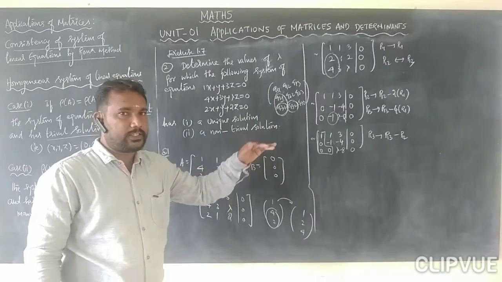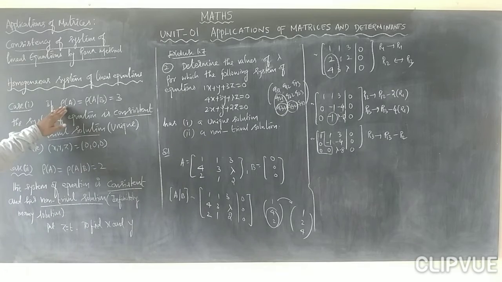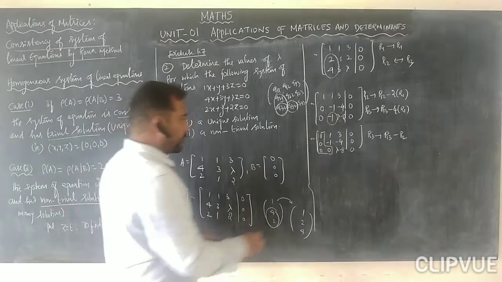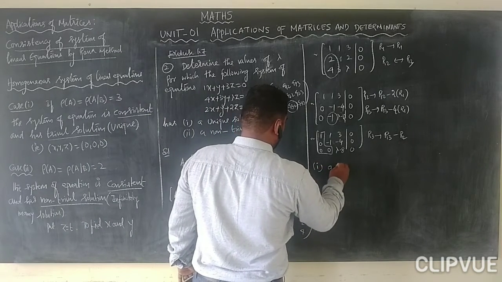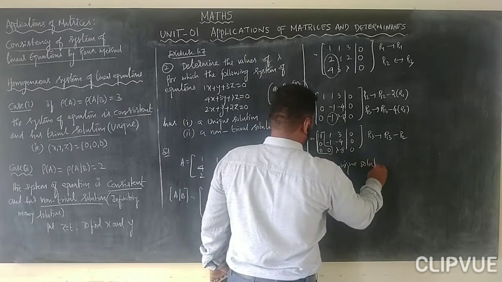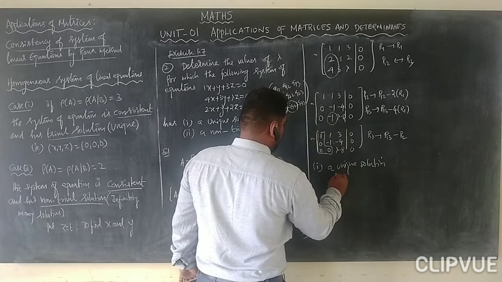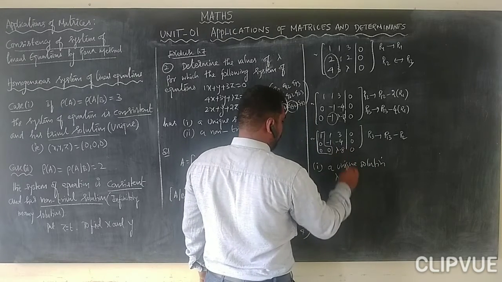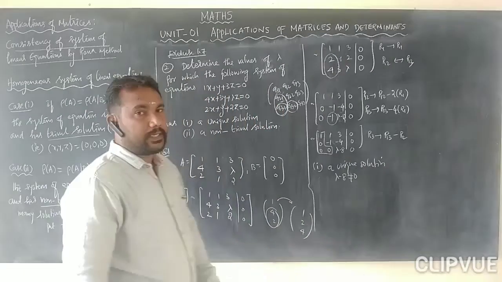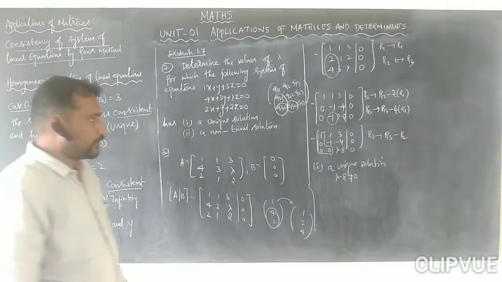Unique solution conditions, case number 1. P of A equal to P of A difference B equal to 3. Rank of matrix is 3. Okay. First condition, yeah. Unique solution. Lambda minus 8 not equal to 0. Okay, lambda minus 8 not equal to 0.